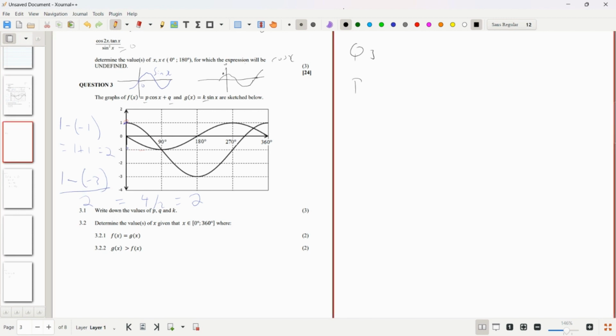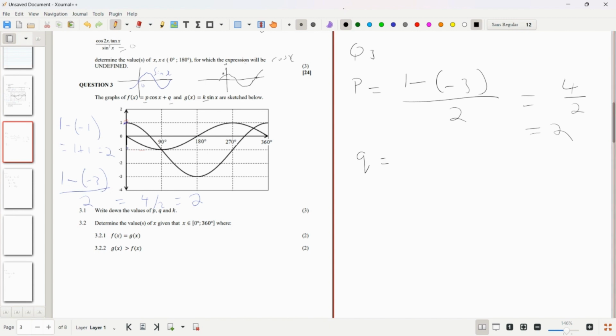for p, p will equal to the maximum, which is 1, minus the minimum, which is -3, divided by 2, right? What is this? It's 4 divided by 2, which is 2, right? And then we go for q.